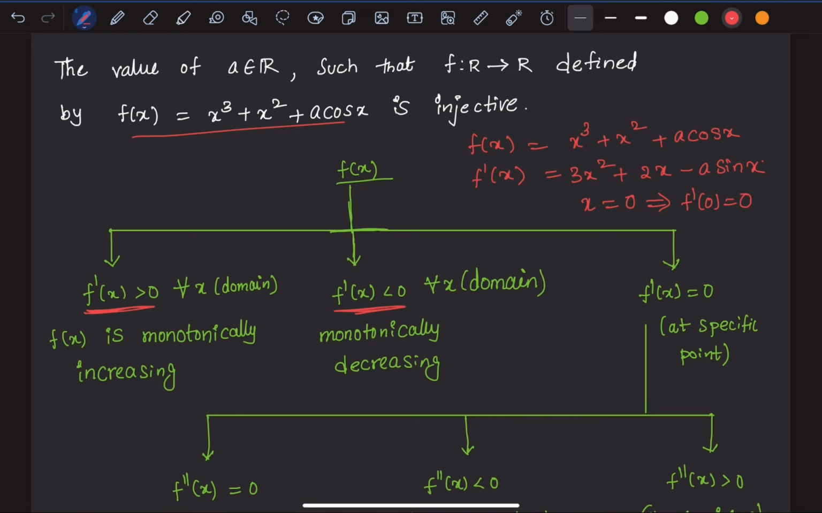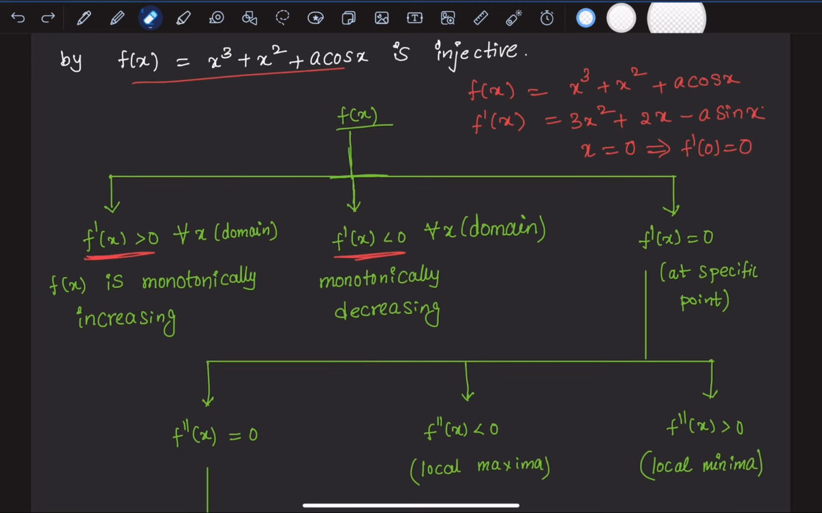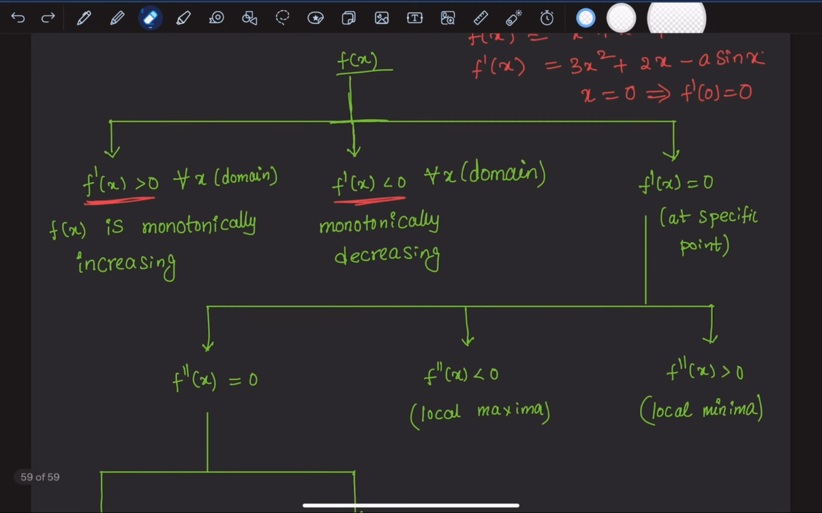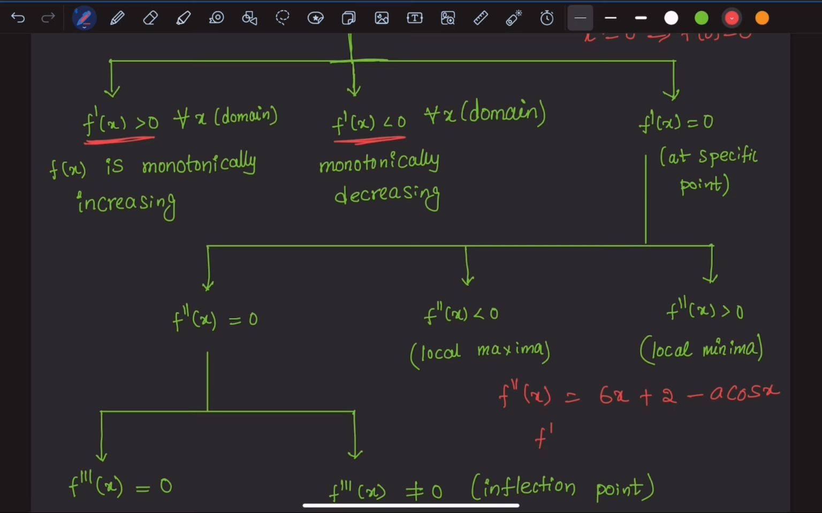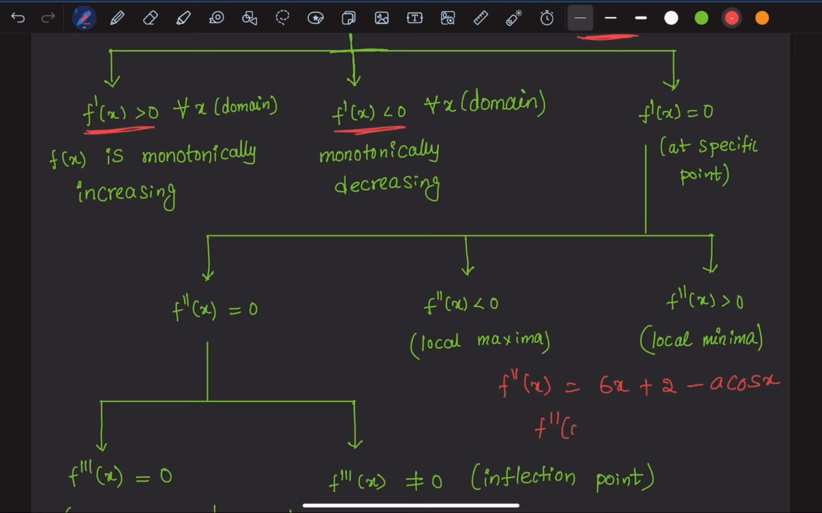F dash of 0 is equal to 0. Put 0 in the place of x, it becomes 0. So at a specific point, which is x is equal to 0, in this case, we got f dash of 0 is equal to 0. Now let us go ahead and find the second derivative. So your second derivative will be f double dash of x is equals to 6x plus 2 minus a cos x. So at 0, since we are performing the analysis at x is equal to 0, f double dash of 0 is simply 2 minus a.